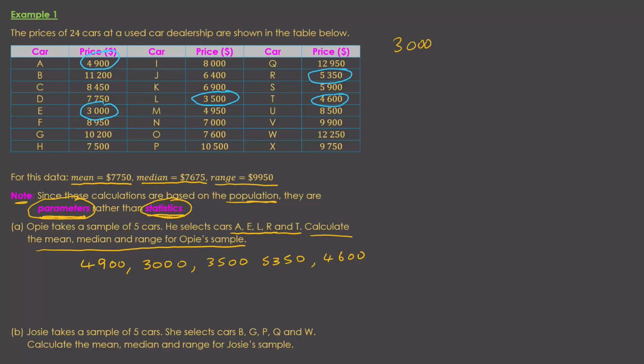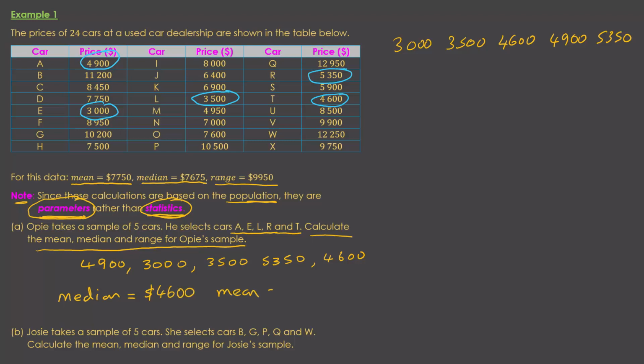that's 3,000, 3,500, 4,600, 4,900, and 5,350. So we can see that the median is the middle number there, 4,600.